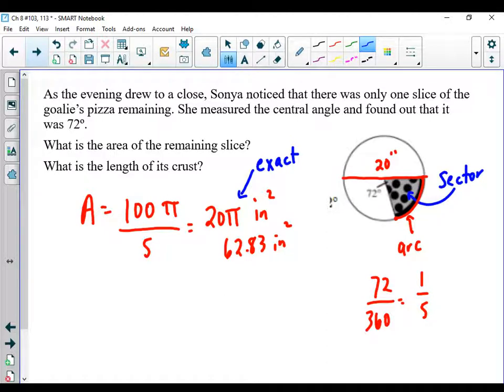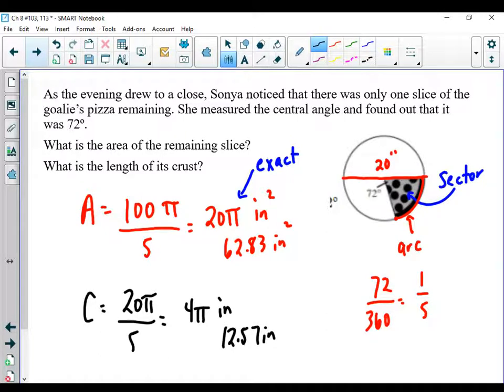All right, what about the crust? Well, the crust would be dealing with circumference. The circumference we said earlier was 20 pi. We still have 1/5 of the circle. So the length of the crust would be 4 pi inches. Or multiplied out, it would be 12.57 inches.